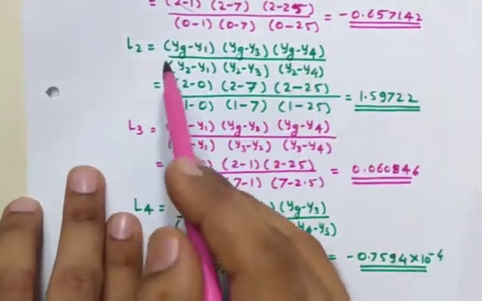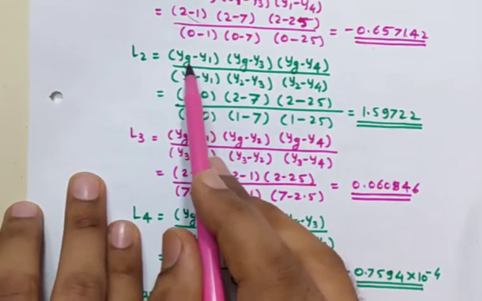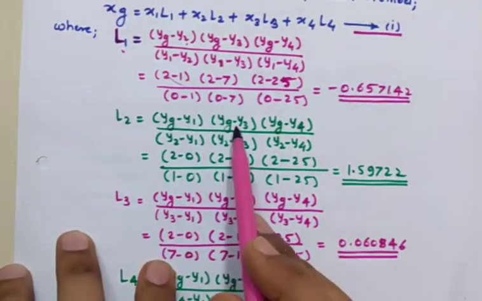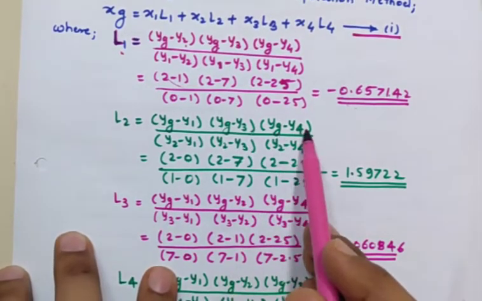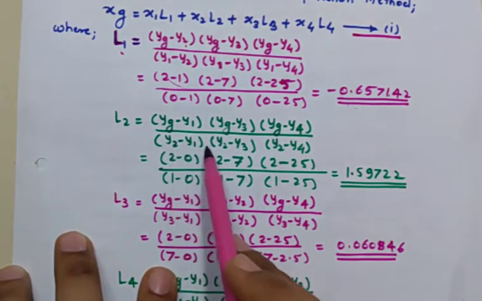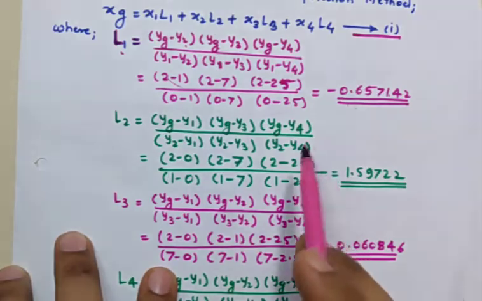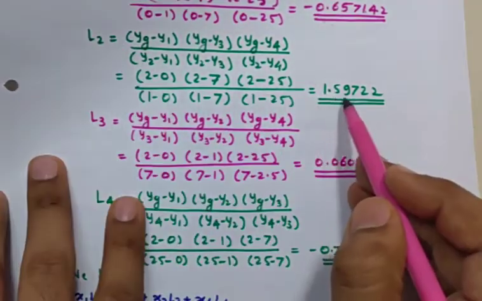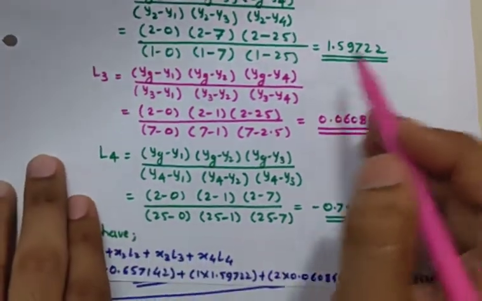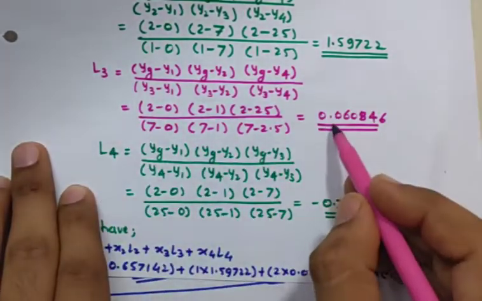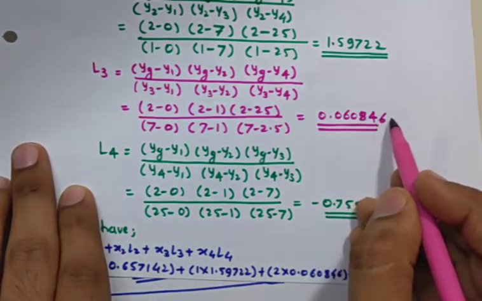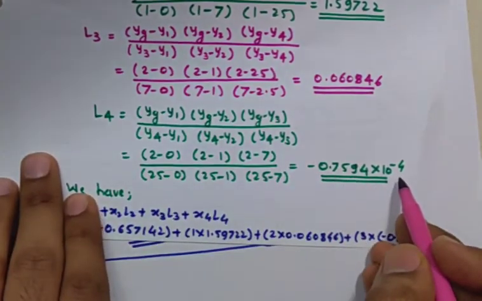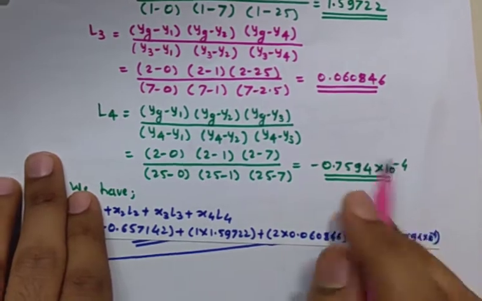Similarly observe the L2 value. L2 is yg minus y1, yg minus y3, yg minus y4 upon y2 minus y1, y2 minus y3, y2 minus y4. Now putting the values of y, you will get the L2 value as 1.59722. Similarly obtain the L3 value, which is 0.060846, and the L4 value as minus 0.7594 into 10 raised to minus 4.